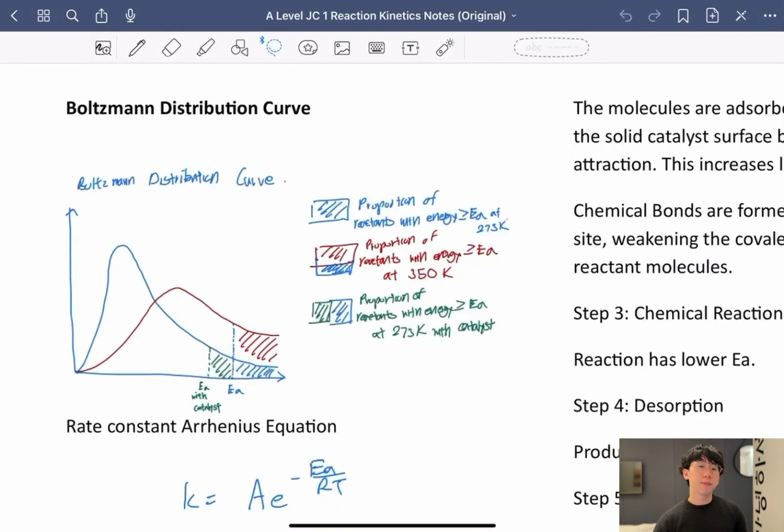Let's move on to the Boltzmann distribution curve. So I've drawn the Boltzmann distribution curve for you. Typically, we would show the one in blue first. So this is a typical Boltzmann distribution curve, which shows the distribution of energy among your particles. And then you have a certain fraction of reactants with energy greater than activation energy. So that will be shown in blue over here.